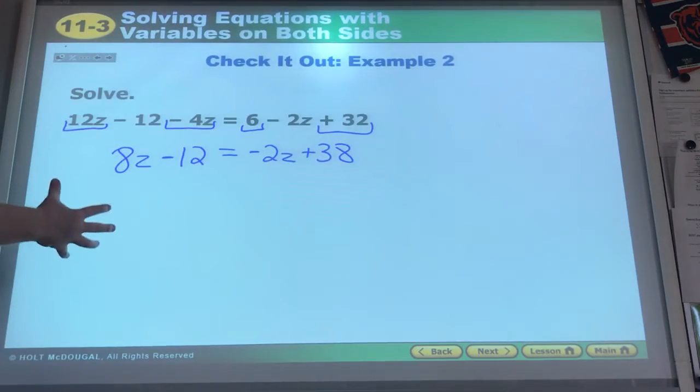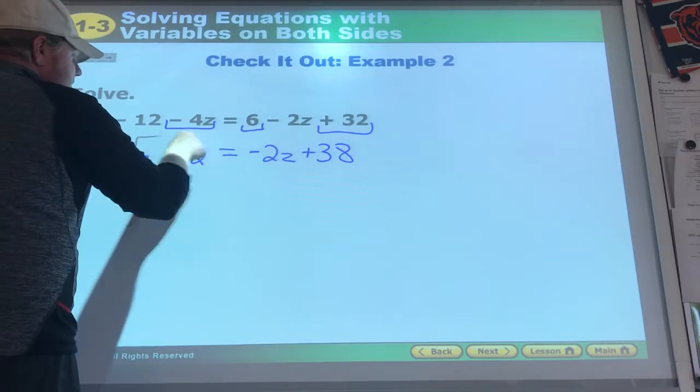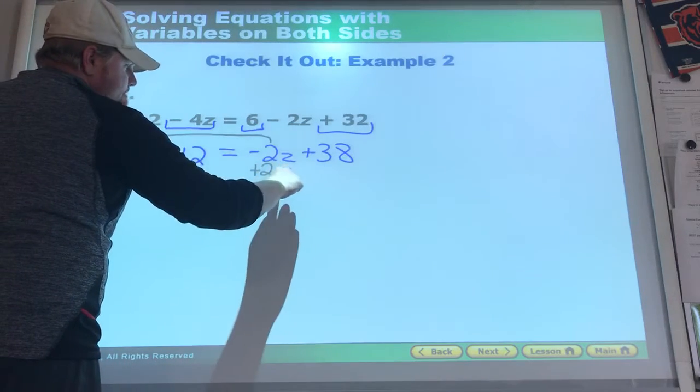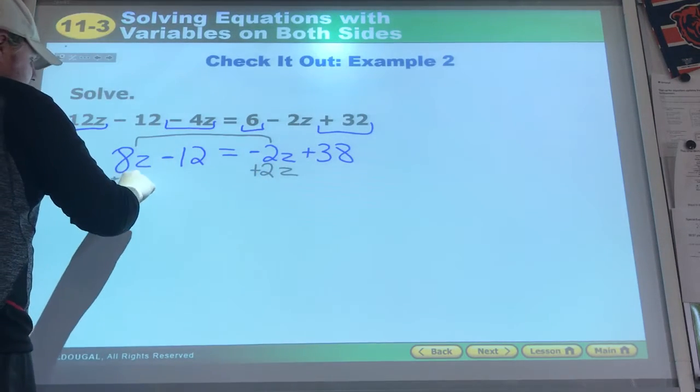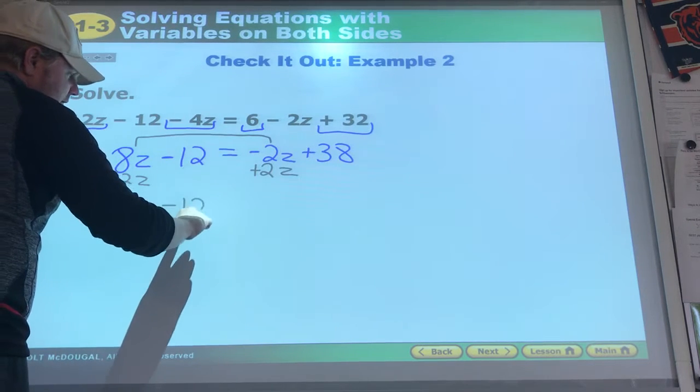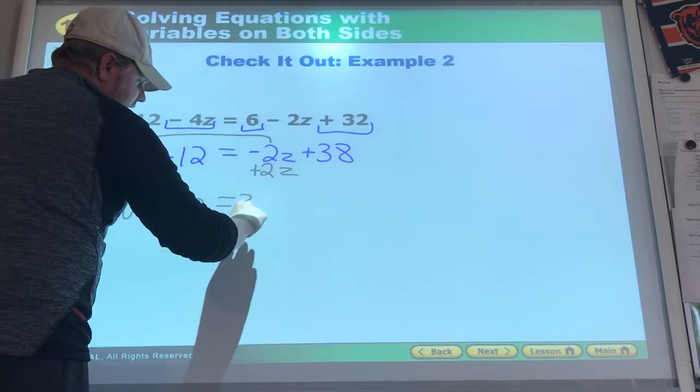Now I want to move variables, get all those together. So I see that 8z and 2z, I can combine those. So if I add 2z, I will get 10z minus 12 equals 38.